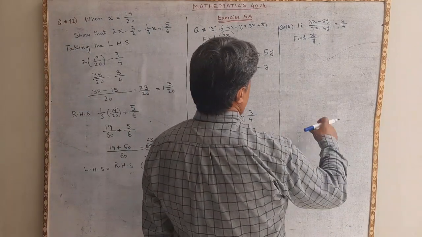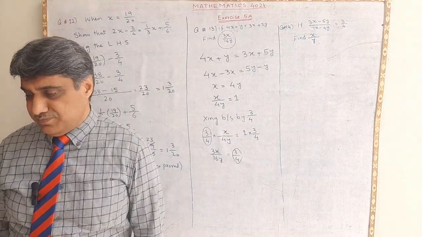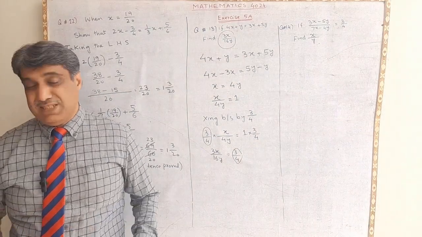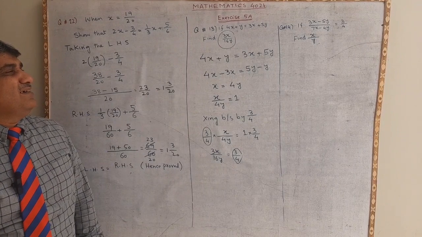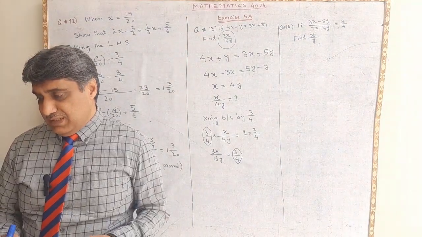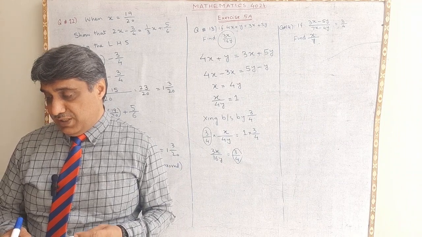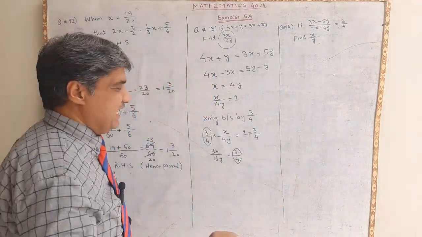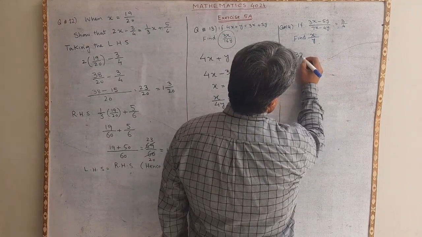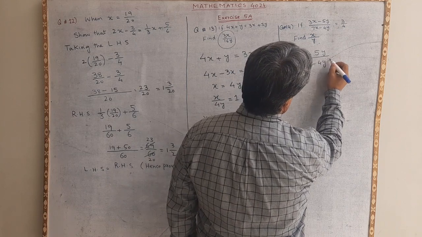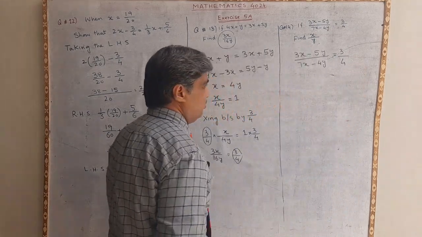We have to do question number 14 now, and question number 14 is saying that if 3x minus 5y is divided by 7x minus 4y, then you have to find the value of x divided by y. Let's use a different technique and solve it. 3x minus 5y divided by 7x minus 4y is equal to 3 over 4.